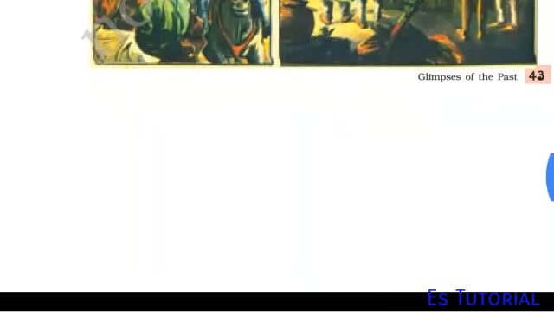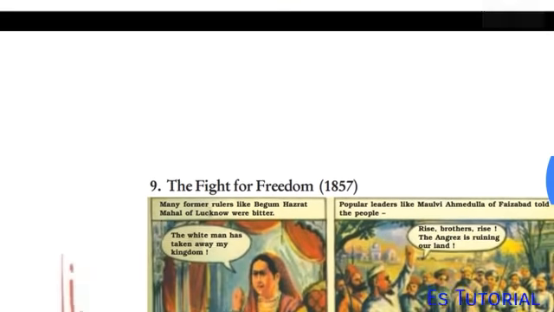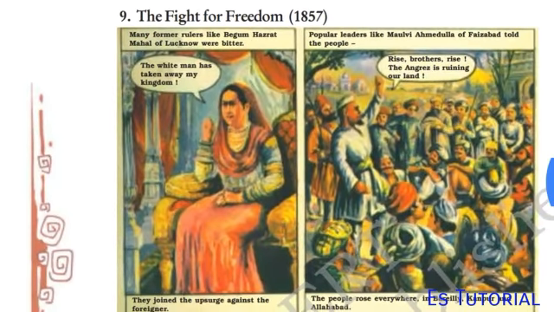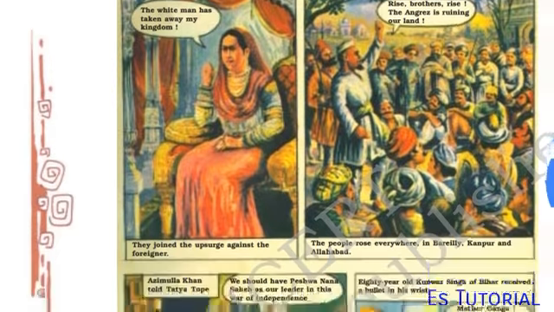The fight for freedom, 1857. Many former rulers like Begum Hazrat Mahal of Lucknow were bitter. The white man has taken away my kingdom. The popular leaders like Maulvi Ahmedullah of Faizabad told the people, rise brothers, rise, the Angrez is ruining our land, rise. They joined the upsurge against the foreigner.